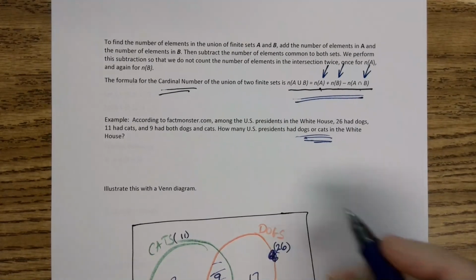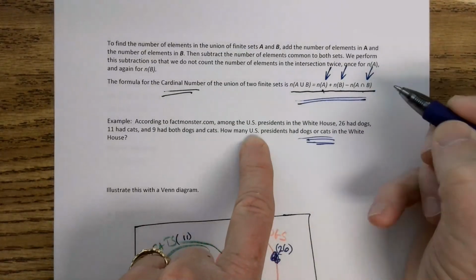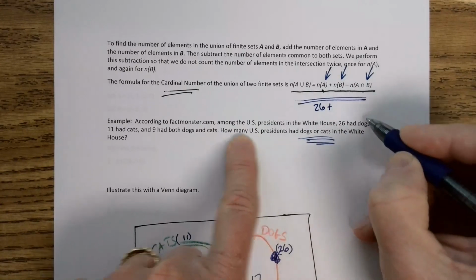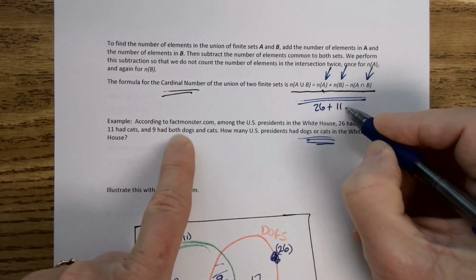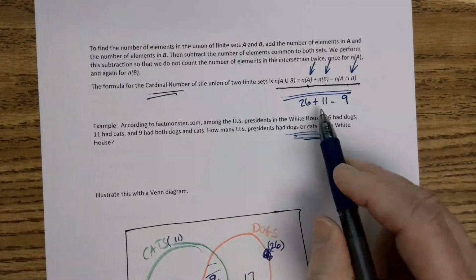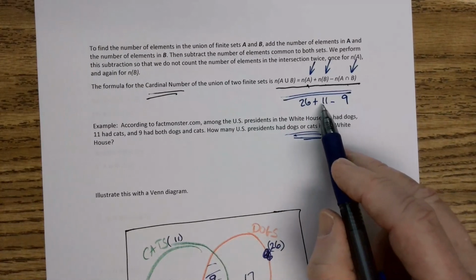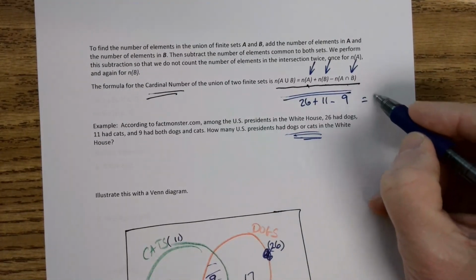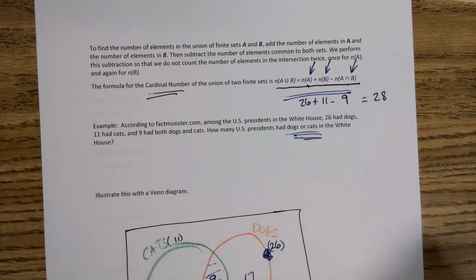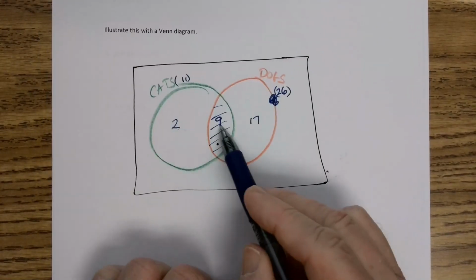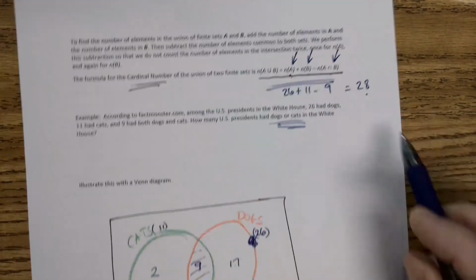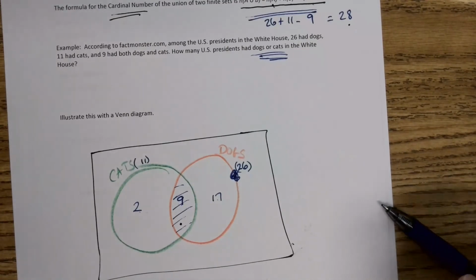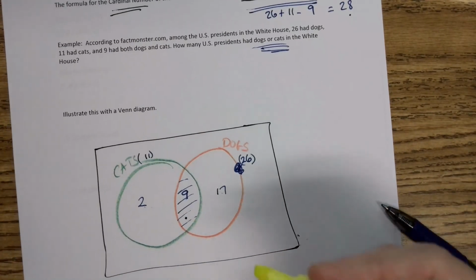And they did. They said 26 plus 11 minus 9. So that's 26 plus 11 is 37 minus 9 is 28. 2 plus 9 plus 17, 28. So this is what they're doing. I always show you this, but I don't know if you guys are that interested. The formula is much easier.